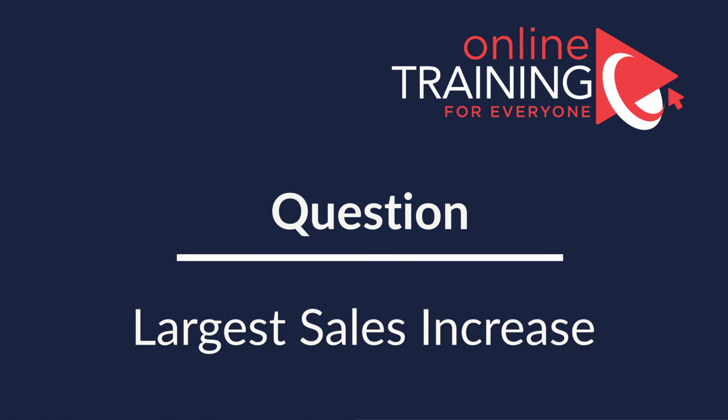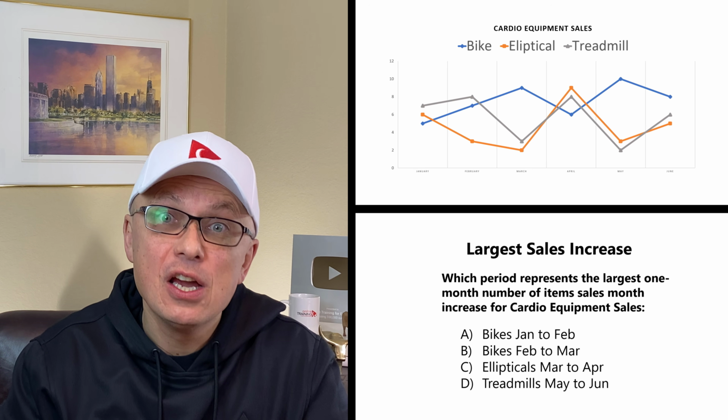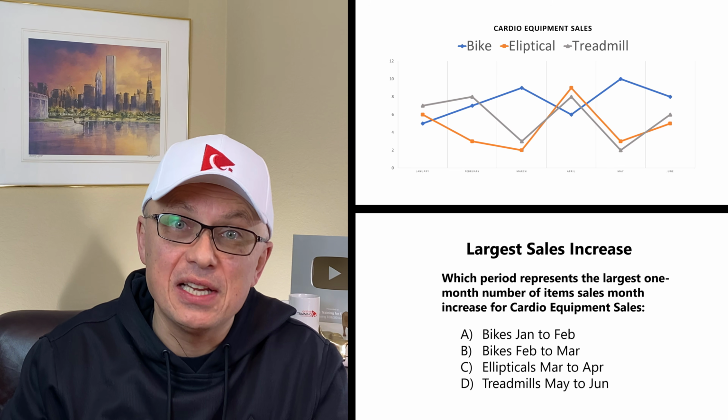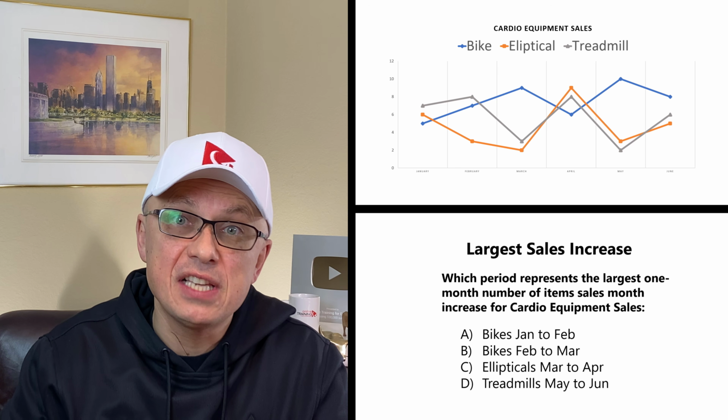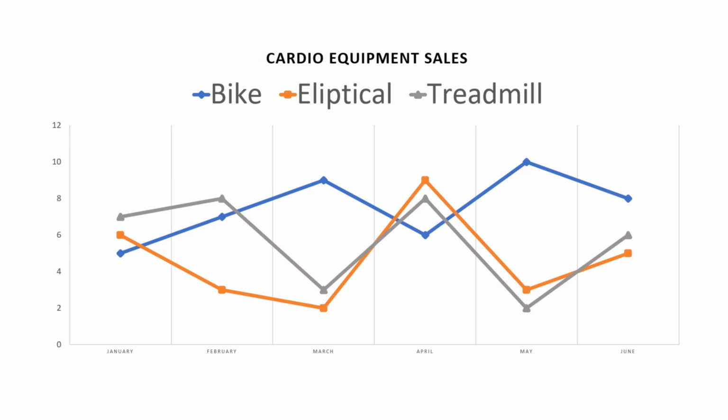A lot of times you might get a question which asks you to determine the sales increase. You're typically presented with the graph, which shows lines that represent different sales. In our case, we are presented with the chart that shows sales of cardio equipment from January to June, sales of bikes represented by the blue line, sales of elliptical represented by the orange line, and sales of treadmills are represented by the gray line.